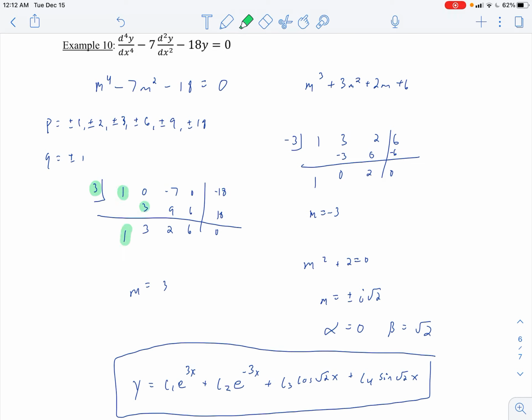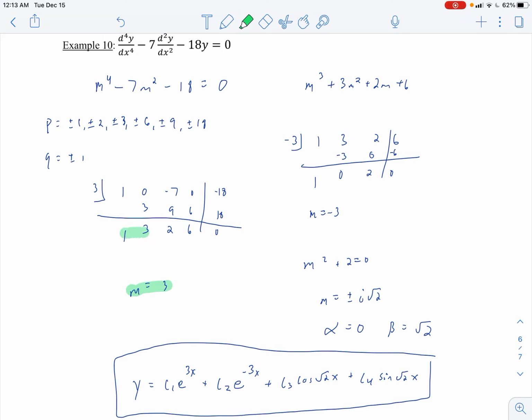Alright, so again, bring the 1 down. 3 times 1 is 3. Add that to 0, you get 3. 3 times 3 is 9. Add that to negative 7, you get 2. 3 times 2 is 6. Add that to 0, you get 6. 3 times 6 is 18. Add that to negative 18, you get 0. We have a 0. So now let's go ahead and say, well, m equals 3.